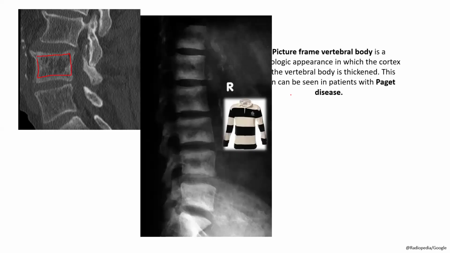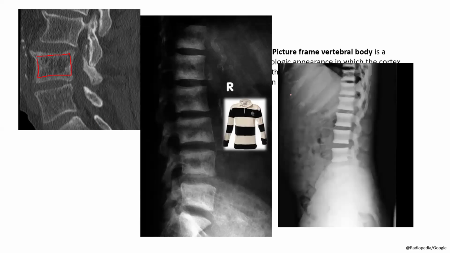What is this appearance called? Rugged jersey spine, and it is seen in renal osteodystrophy, which is generally because of chronic kidney disease. What is this appearance called? This is sandwich vertebra. It is similar to the rugged jersey spine, but the osteosclerosis along the end plates is more sharply defined as compared to this. And this sandwich vertebra appearance is seen in osteopetrosis.